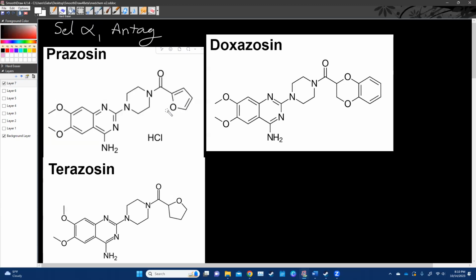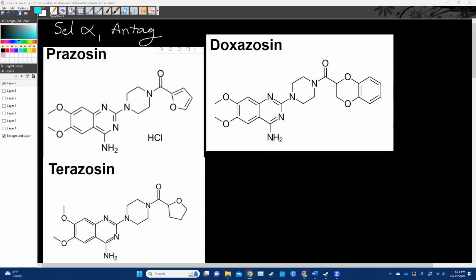What's your initial thought about how these drugs relate to alpha 1 agonists? Do they relate very well? Do they relate poorly? What do we think? They have some EDGs. I would agree.